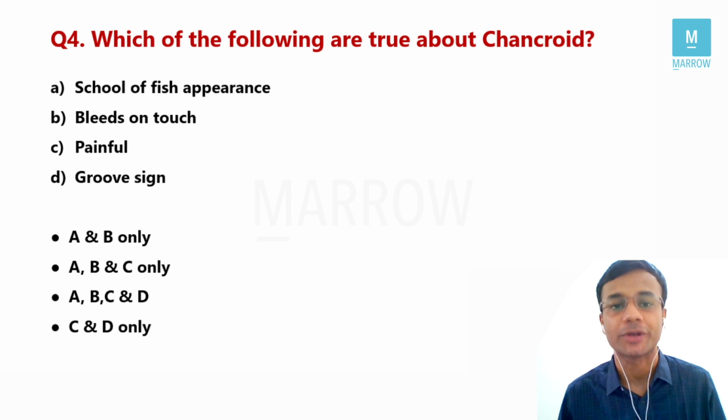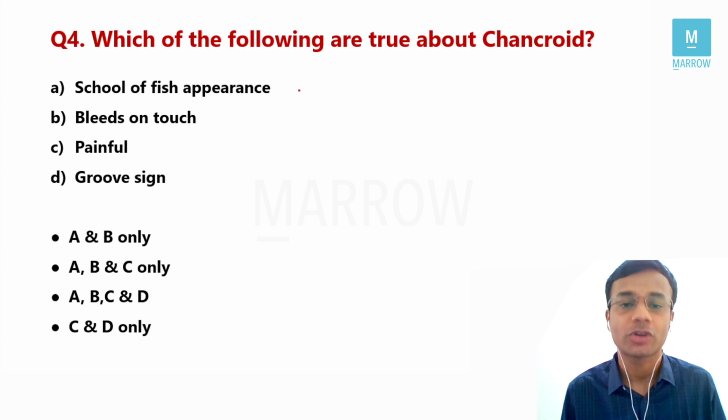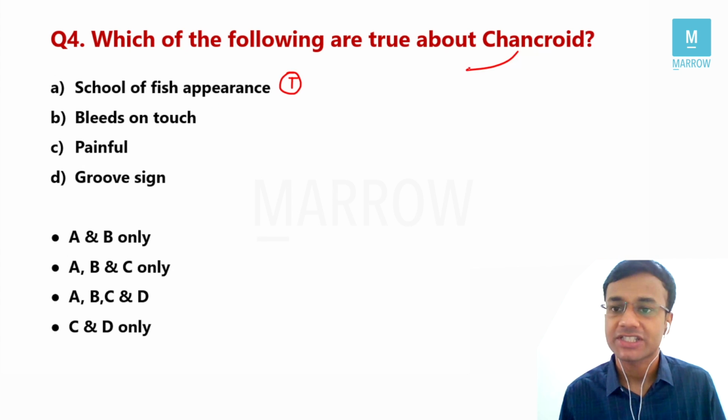We go to question number 4. Which of the following is true about chancroid? So let's go option by option. Number 1, school of fish appearance. Is it true or false? Yes, it's a true statement. That's because chancroid is produced by Haemophilus ducreyi. So here you get gram-negative cocobacilli.